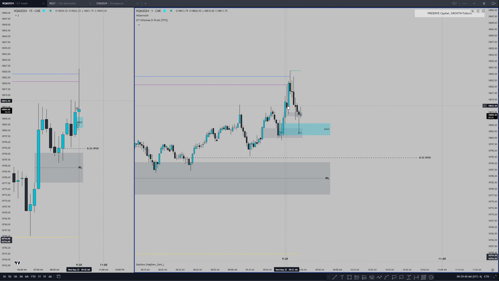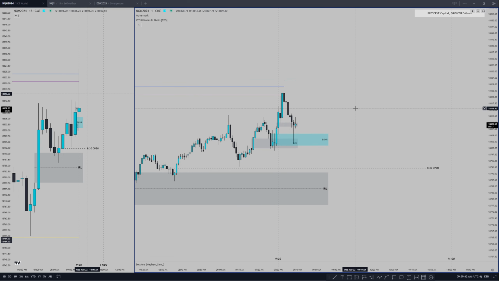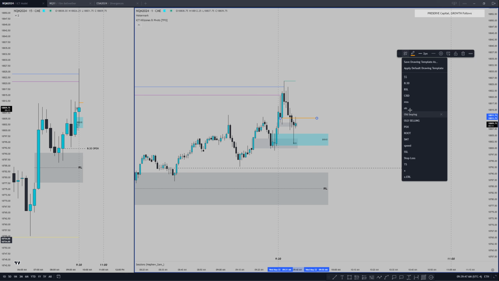Potential mitigation block up here. I'm going to see how this is used.